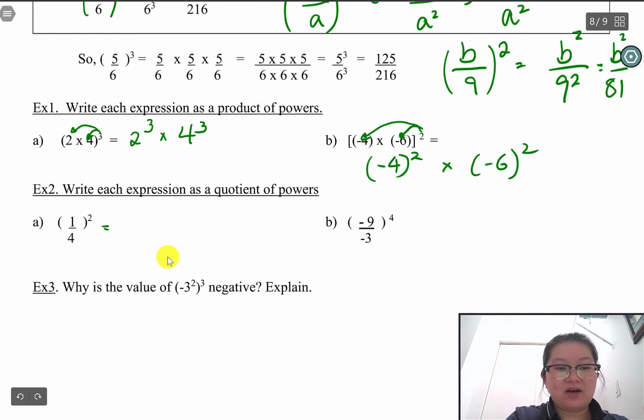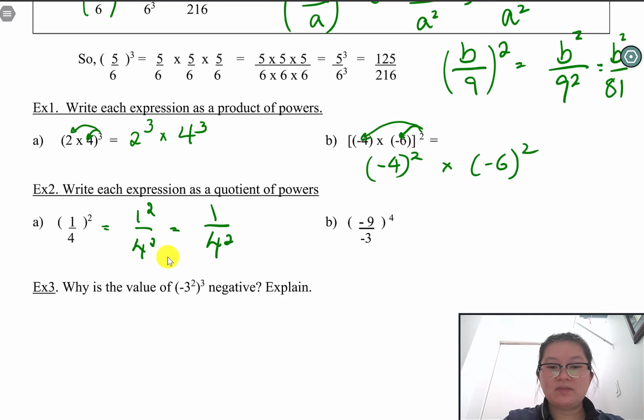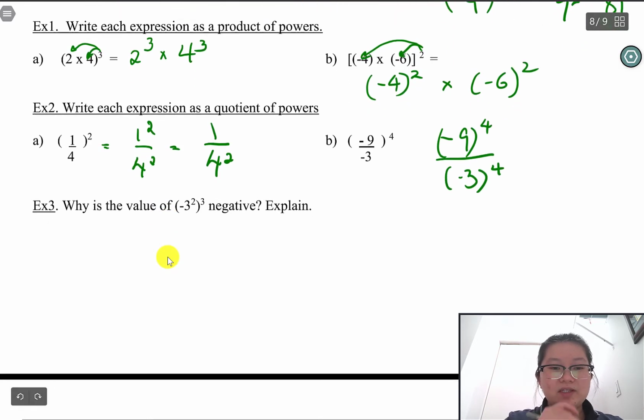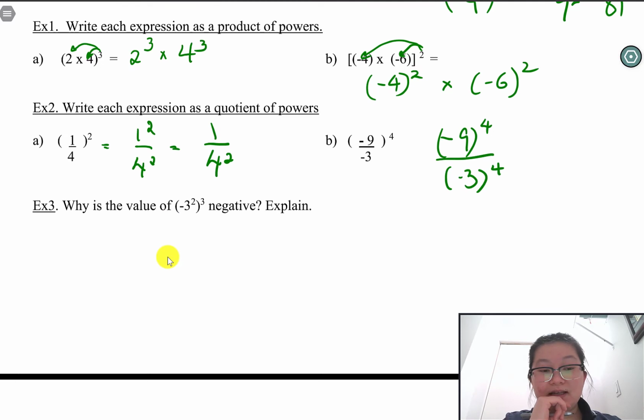Okay, same thing here. I get 1 to the power 2 over 4 to the power 2. This is just equal to 1 over 4 to the power 2. Same thing with b. I'll get negative 9 on top to the power 4 over negative 3 to the power 4. Don't need to evaluate. Last but not least, example 3.